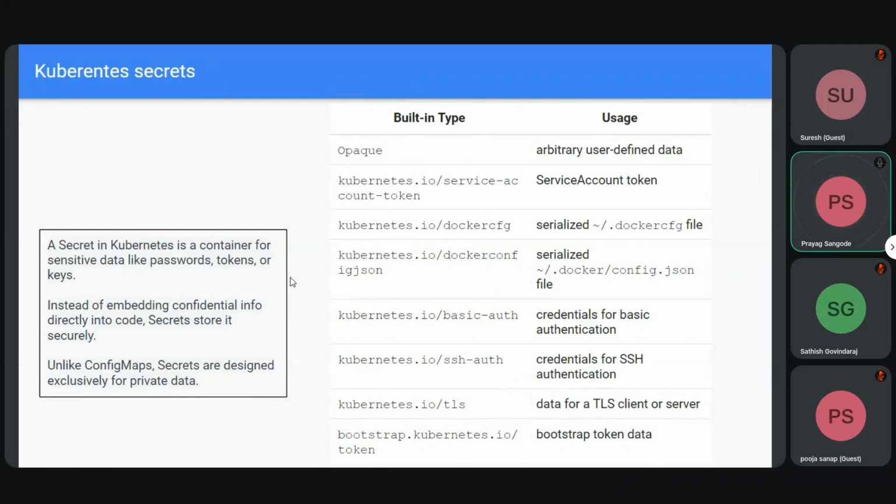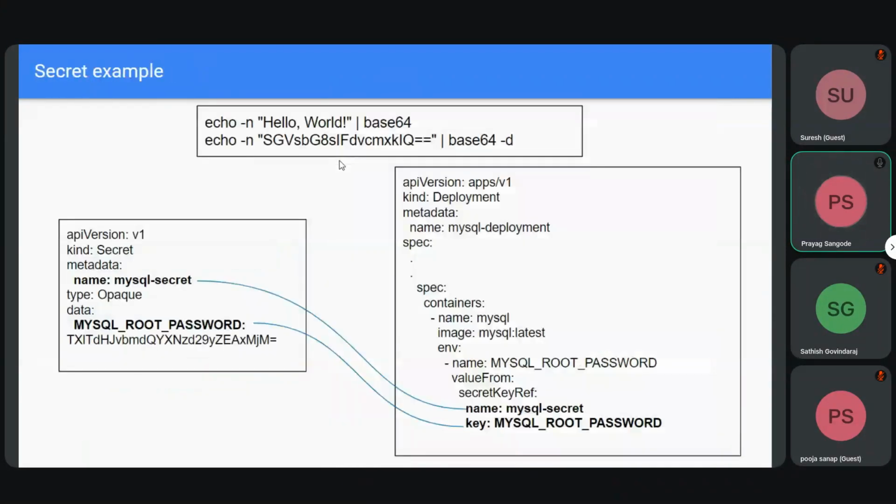There are various types of secrets. One is opaque, then we can create a service account secret, and if there is a docker config file, that also we can create as a secret. There are various types, but we'll be seeing the most famous one, that is opaque. We'll create an opaque secret today. So how do we create it? Ignore this above base 64 one.